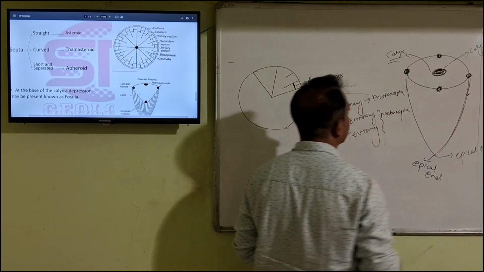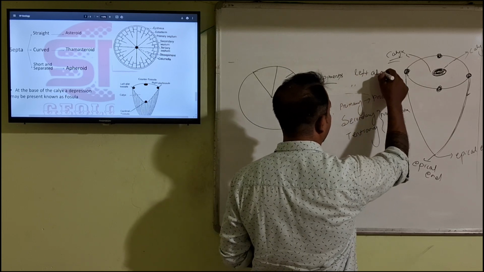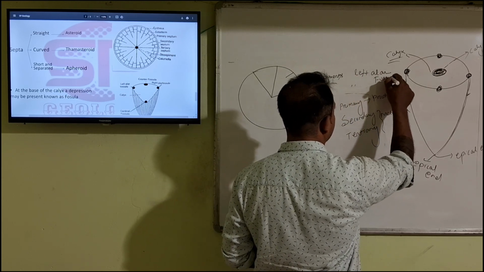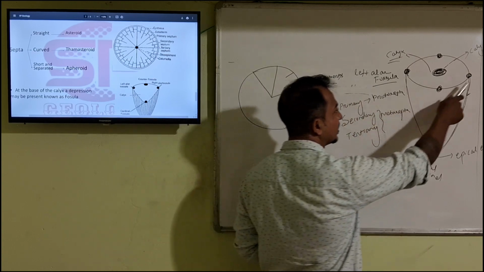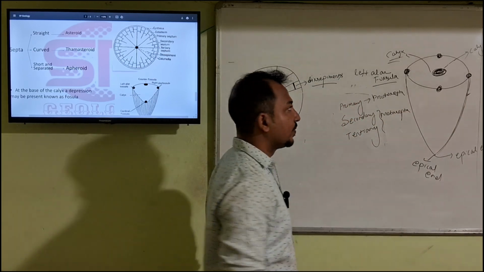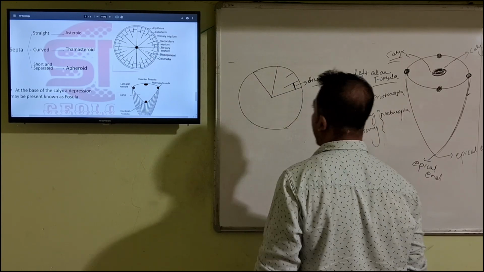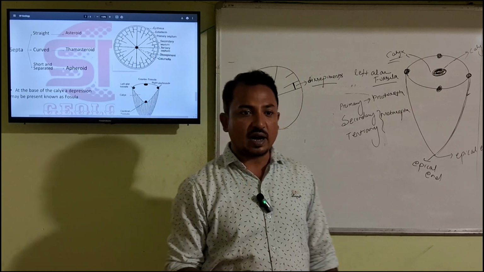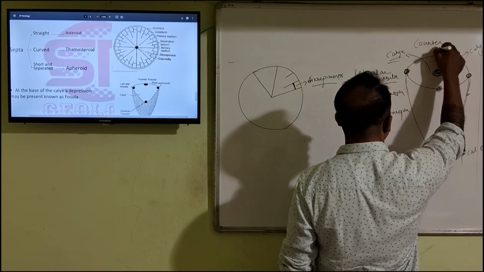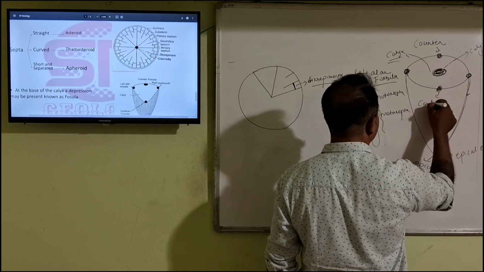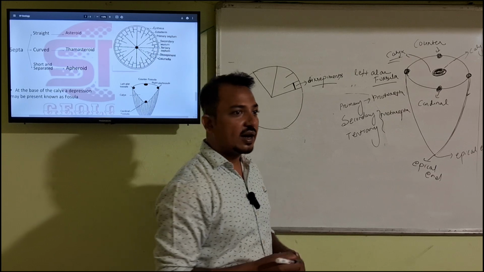So this is called left alar fossula. This is right alar fossula. And these are called your counter and cardinal. The top one is counter fossula and this is cardinal fossula.